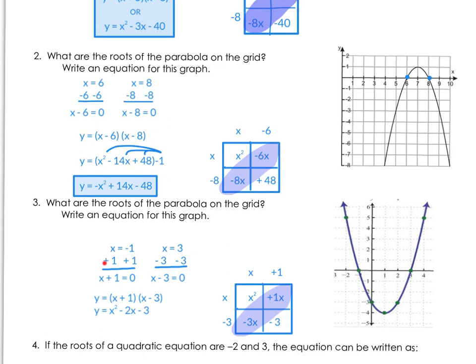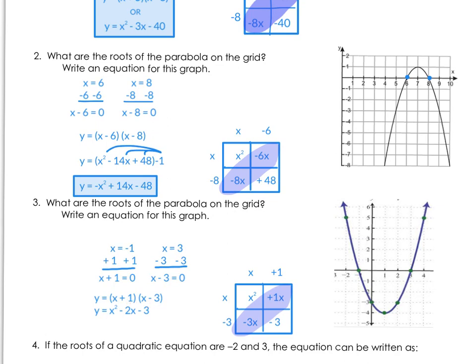Then I added 1 to both sides to end up with x plus 1 equals 0, and then subtracted 3 from both sides to get x minus 3 equals 0. And that was so that I knew what the two factors were that made these answers. So then I got y equals x plus 1 times x minus 3.